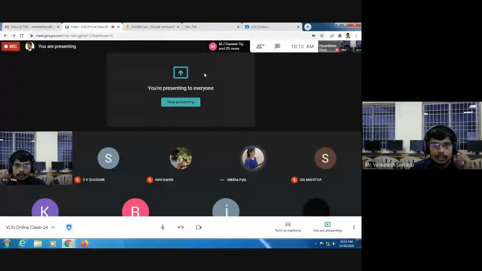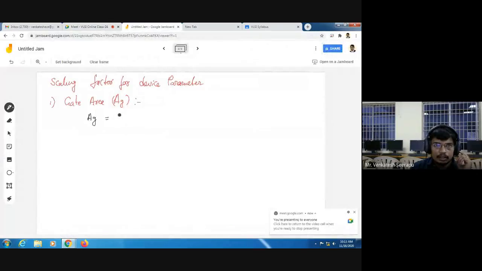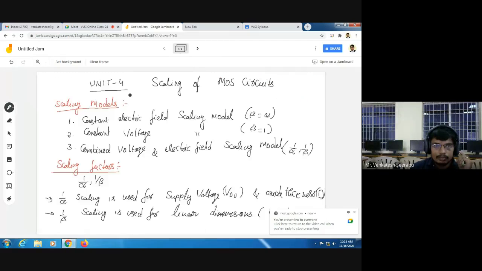What is the formula for area? Length into breadth, sir. Yes, the formula for area is length into width. And we have the scaling factors 1 by alpha and 1 by beta. 1 by alpha is the scaling factor used for supply voltage, threshold voltage and oxide thickness, whereas 1 by beta is the scaling factor used for linear dimensions, meaning horizontal and vertical dimensions of a surface. Examples are length and width.